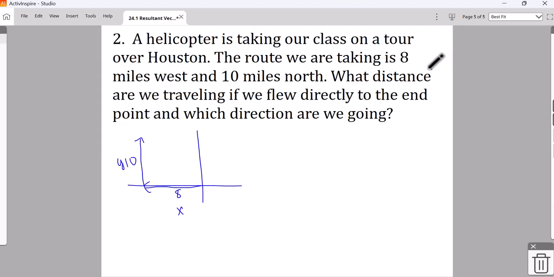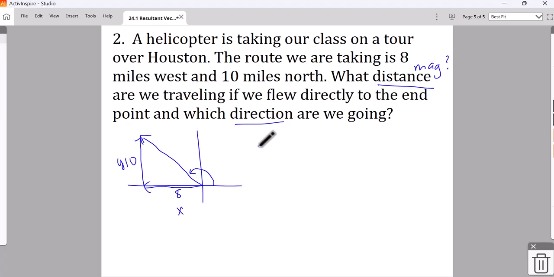And so what distance are we traveling if we flew directly to the end point, and which direction are we going? And so hopefully you can see here that we have created a right triangle, and what we're really being asked here is what is the distance, aka what's the magnitude, and then what is the direction. So we're looking for magnitude and direction. We've been given x and y, and so then that means that we're going to be doing Pythagorean theorem to find our hypotenuse and then figure out what our angle measure is going to be as we go that direction.